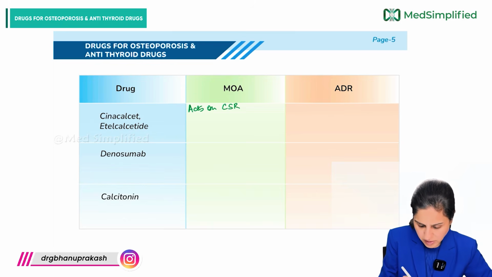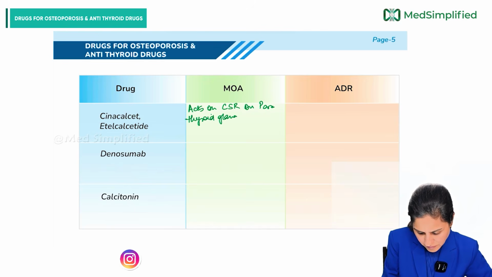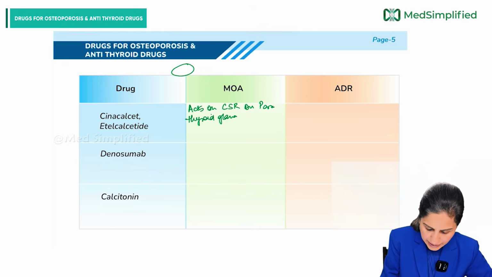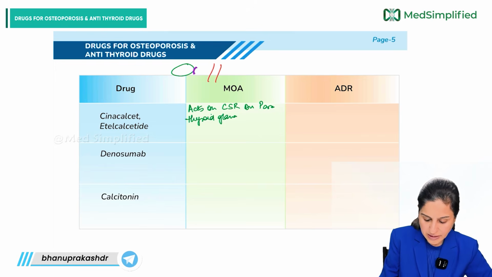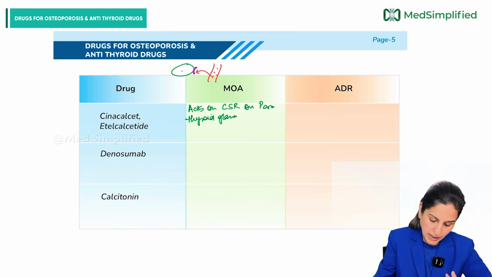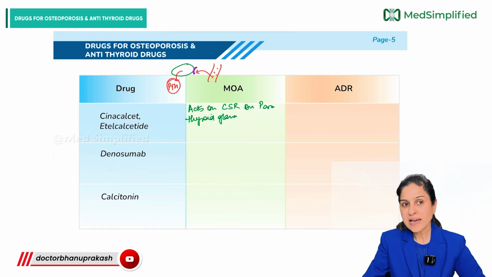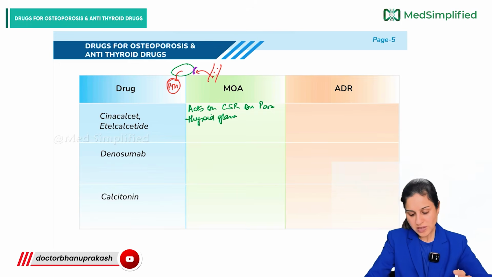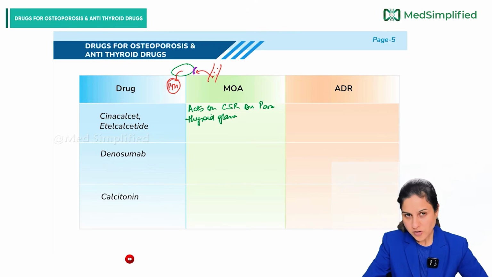calcium sensing receptor. This is present on the parathyroid gland. So this is, let's say, your parathyroid gland, and there is a calcium sensing receptor present over here, and it is basically used to sense the level of calcium in the blood, right? So it senses the level of calcium in the blood, and it will trigger the release of parathyroid hormone, because parathyroid hormone ultimately is going to cause resorption. So if there is hypocalcemia, then it will trigger the release of parathyroid hormone. But here we do not want resorption basically.